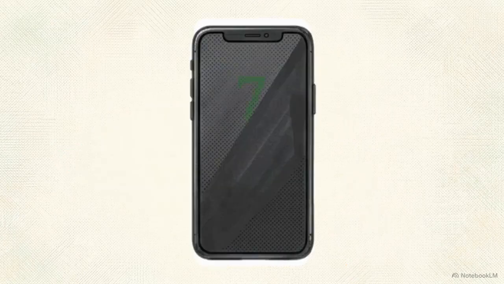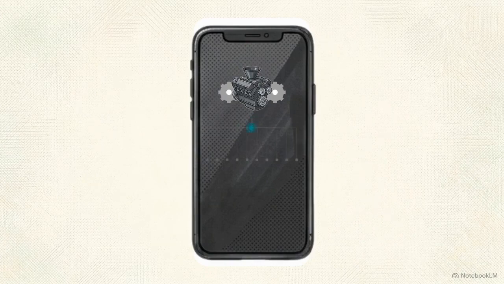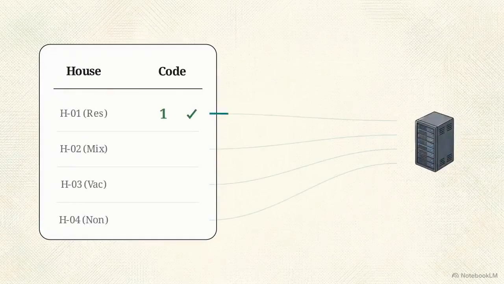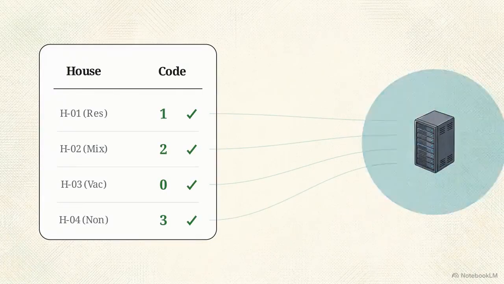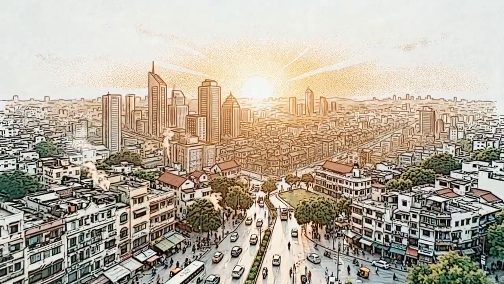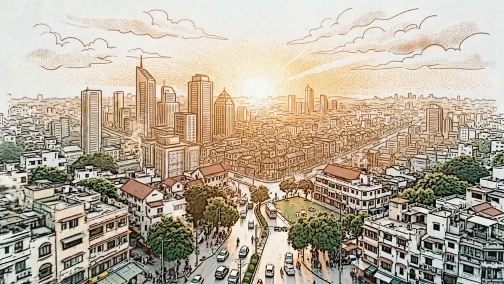Question 7 truly is the engine of the Census app. By simply entering a single digit from 0 to 9, the software automatically routes you down the exact path needed for that property. As the banner at the bottom reminds us, right coding, right recording. Taking a few extra seconds to select the correct code ensures an error-free, automated national database. Thank you for your dedication. It is your careful, logical work on the ground that builds a reliable census, and ultimately, a stronger nation.